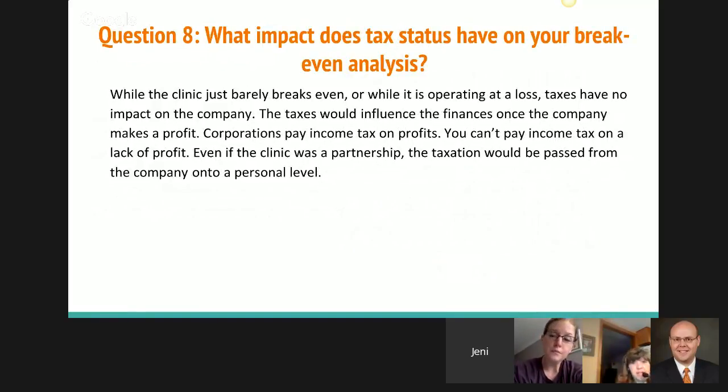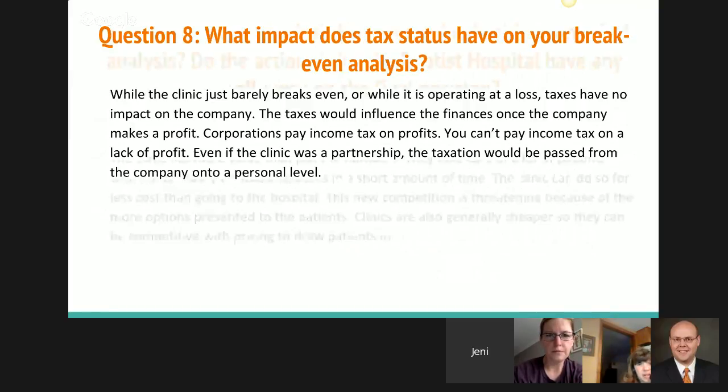Question 8. What impact does tax status have on your break-even analysis? While the clinic just barely breaks even, while it is operating at a loss, taxes have no impact on the company. The taxes would influence the finances once the company makes a profit. Corporations pay income tax on profits. If you can't pay income tax on a lack of profit, even if the clinic was a partnership, the taxation would be passed from the company onto a personal level. Next slide.